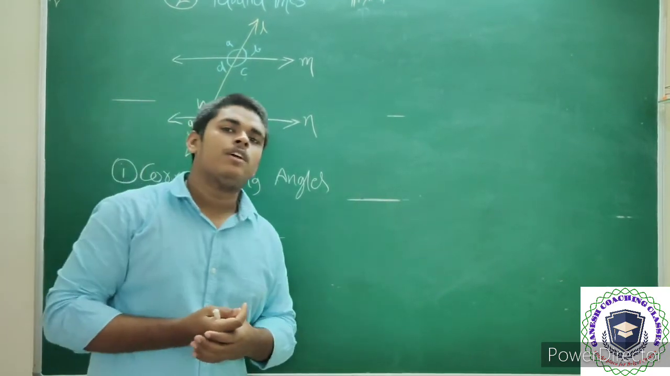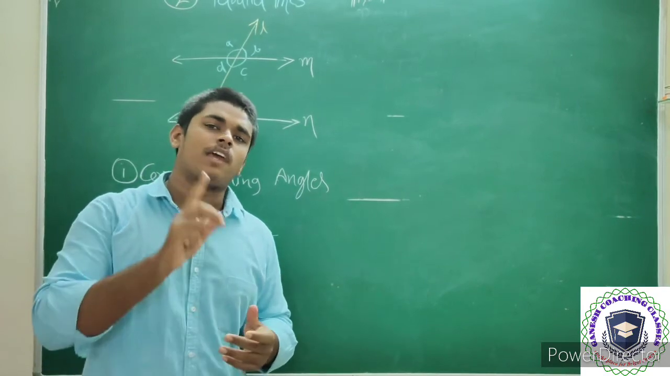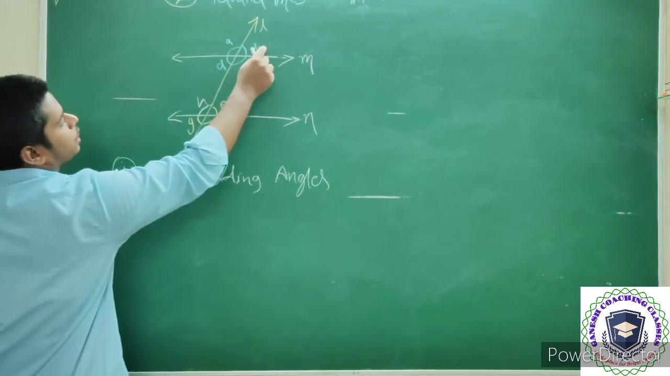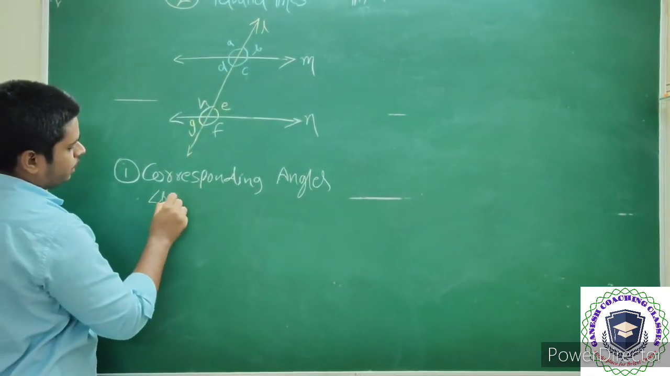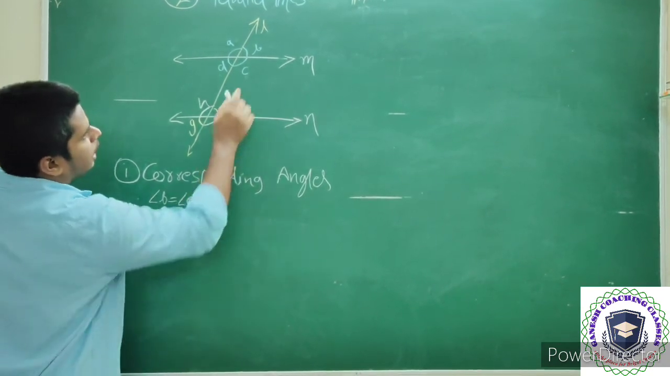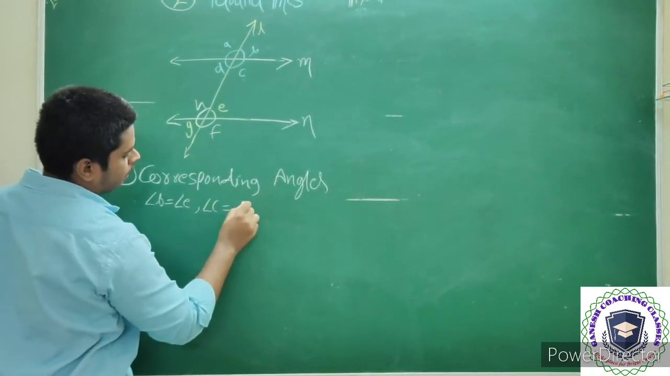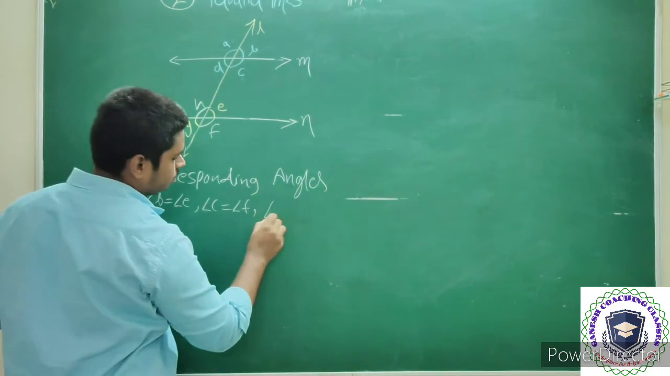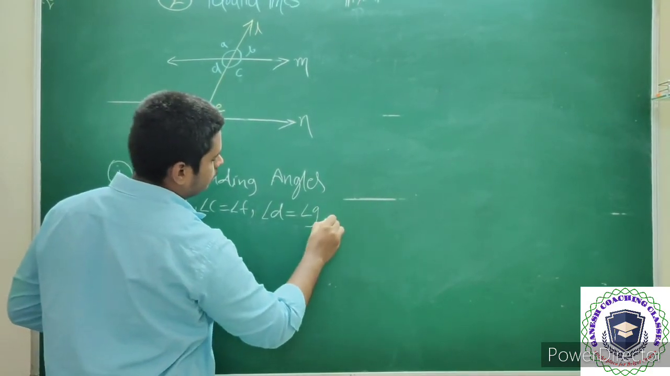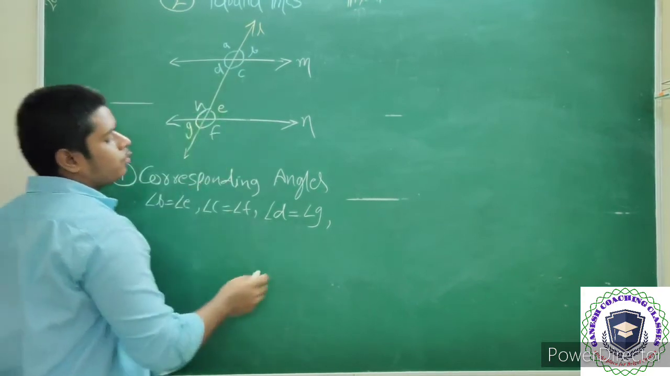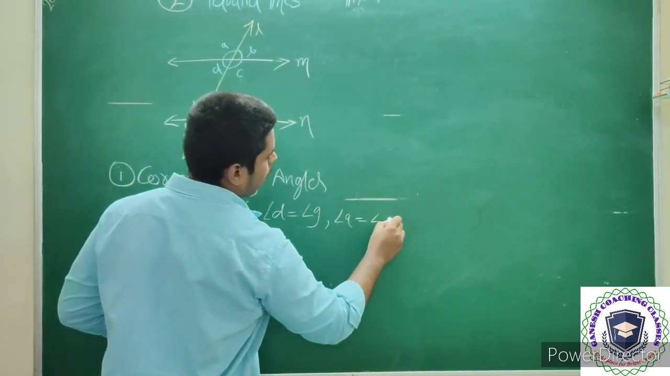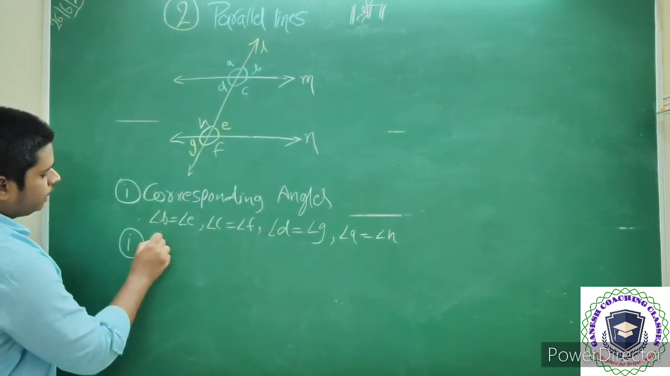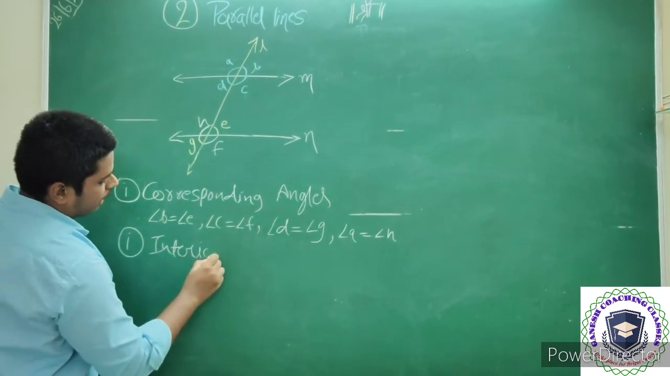There is one property. If we draw two parallel lines and one transversal, all the corresponding angles are congruent. So angle B is equal to angle E, angle C is equal to angle F, angle D is equal to angle G, and last one, angle A is equal to angle H. Okay, so we completed corresponding angles. Second one is interior angles.